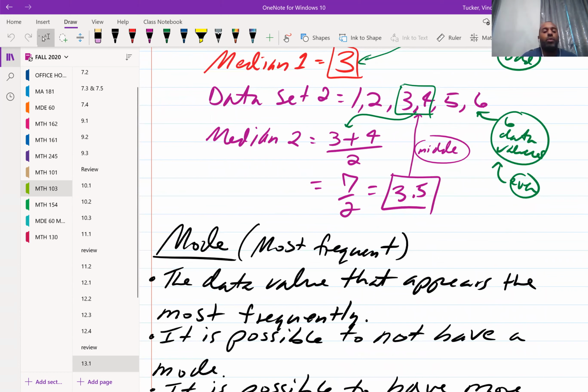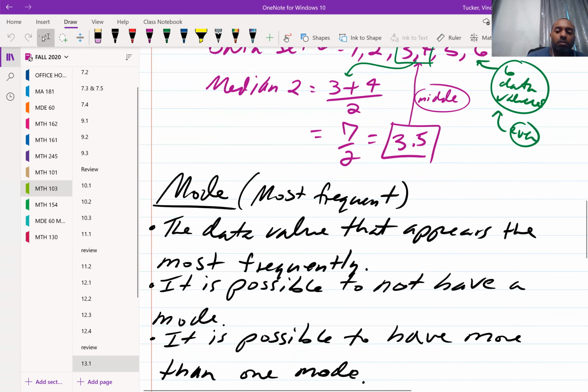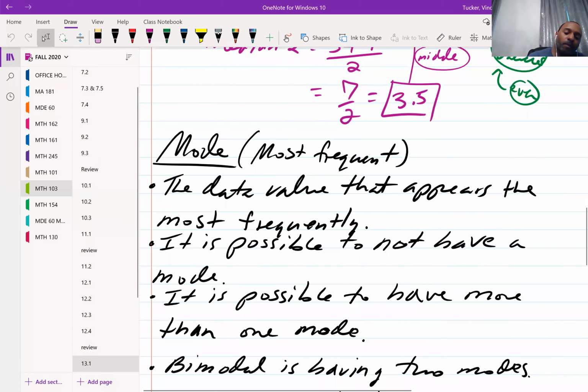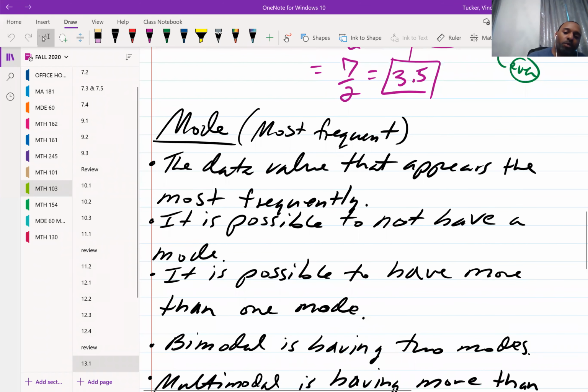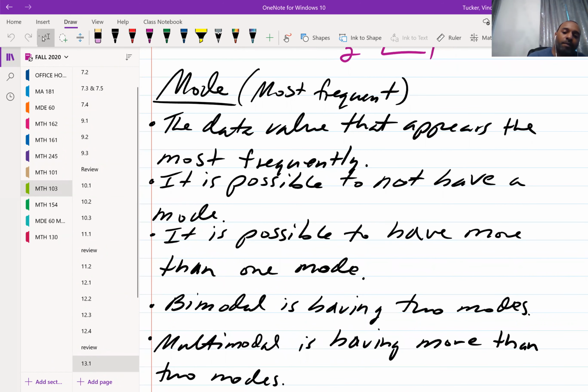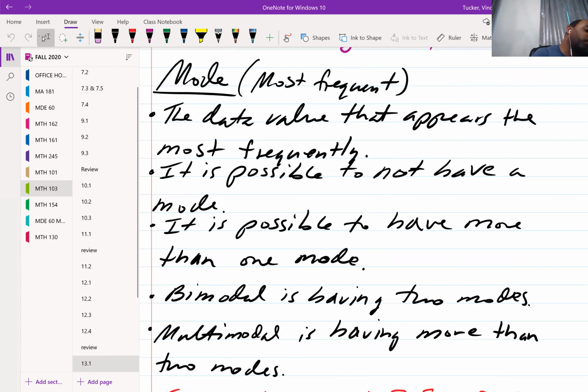All right, so the mode, you can think about most or most frequent. That's the data value that appears the most frequently. It is possible to not have a mode at all. It is possible to have more than one mode. Bimodal is having 2 modes. Multimodal is having more than 2 modes.